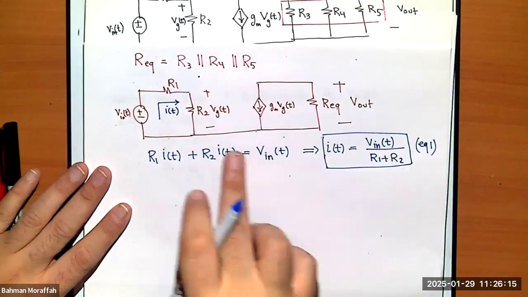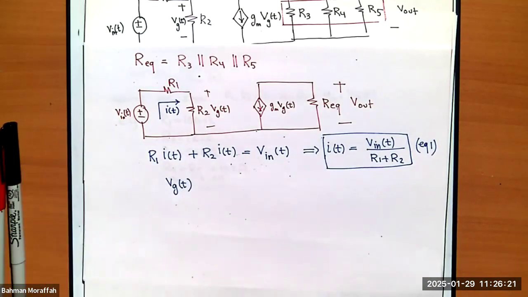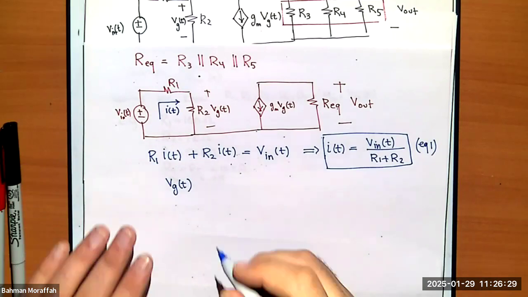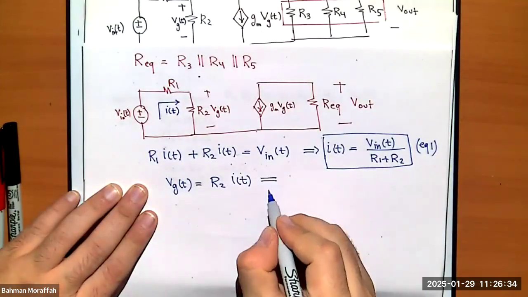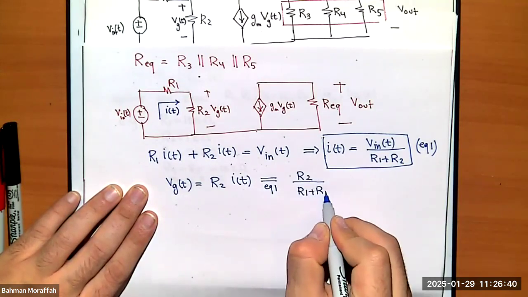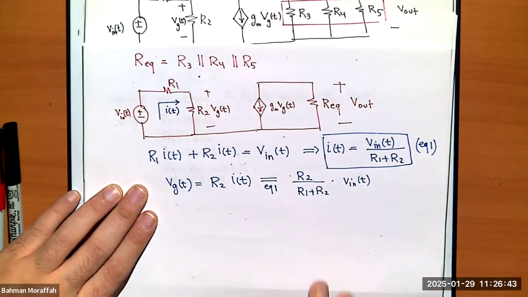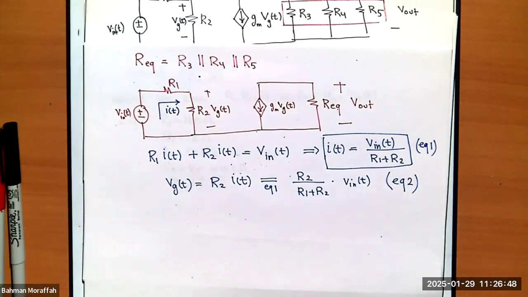Given this IT, do I know VG of t? Do I know the voltage across R2? I do. I have Ohm's law. So I have R2 times I of t. I'm going to plug in equation 1 here. So I have R2 divided by R1 plus R2 times Vin of t. Right? That is equation 2. Again, this equation should be familiar to us because that's a voltage divider.